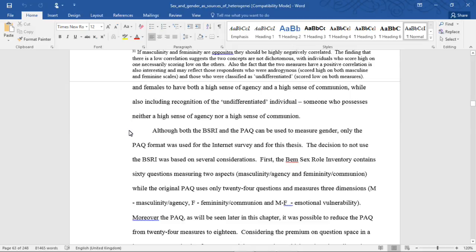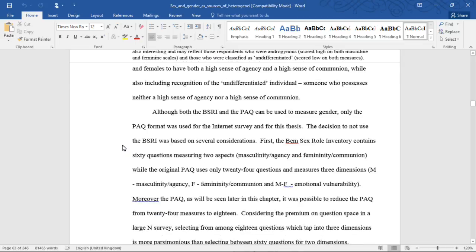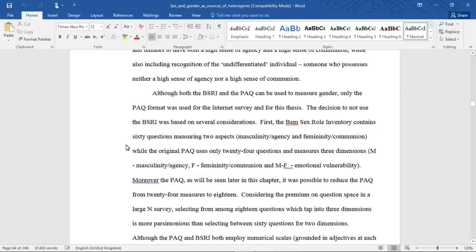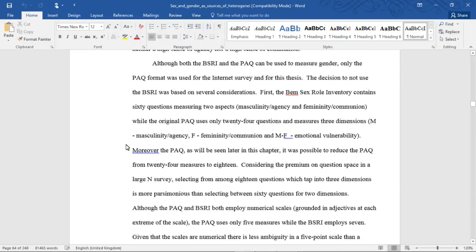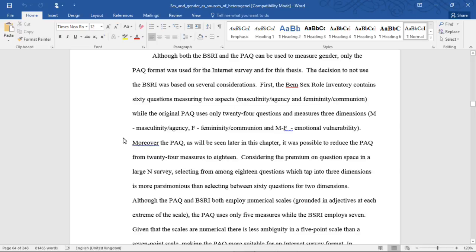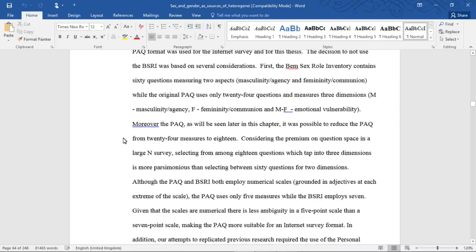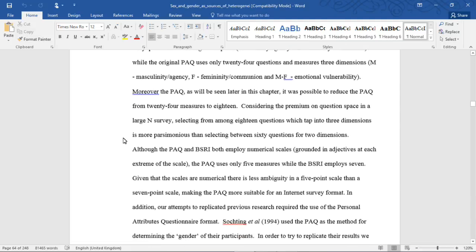Although the BSRI and the PAQ can be used to measure gender, only the PAQ format was used for the Internet survey and thus for this thesis. The decision not to use the BSRI was based on several considerations. First, the Bem Sex Role Inventory contains 60 questions measuring two aspects, masculinity/agency and femininity/communion, while the original PAQ uses only 24 questions and measures three dimensions: M, masculine/agency; F, femininity/communion; and MF, which they call emotional vulnerability.